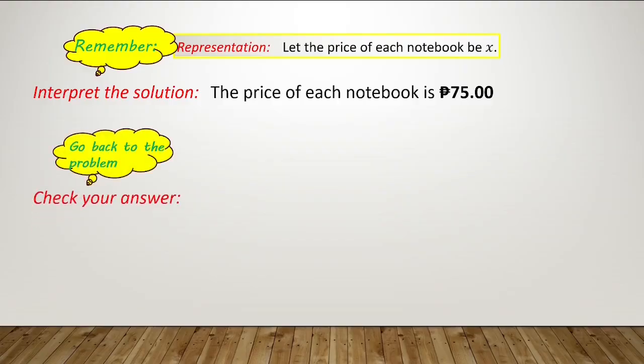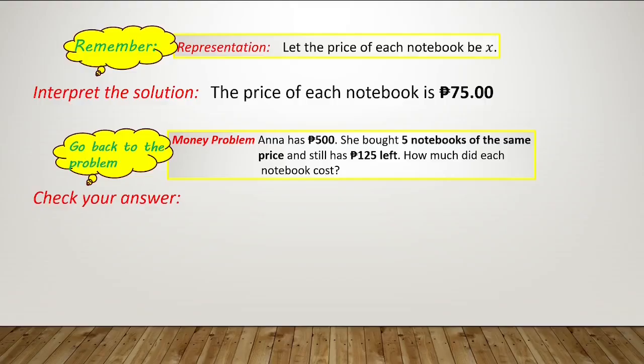Let's check our answer. Go back to the problem. Anna has 500. She bought 5 notebooks of the same price and still has 125. So from 500, we are going to subtract the cost of 5 notebooks. So that is 5 times 75. So 500 minus 375, and what is left is 125, the amount left for Anna. So our answer is correct. The cost of each notebook is indeed 75 pesos.